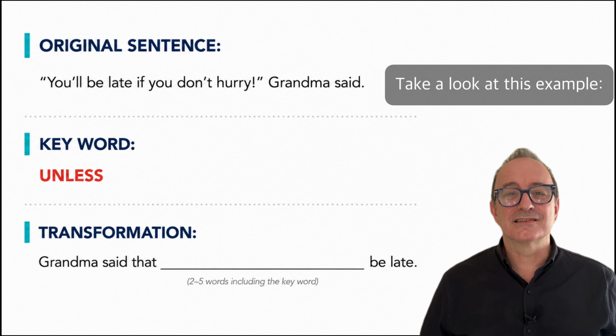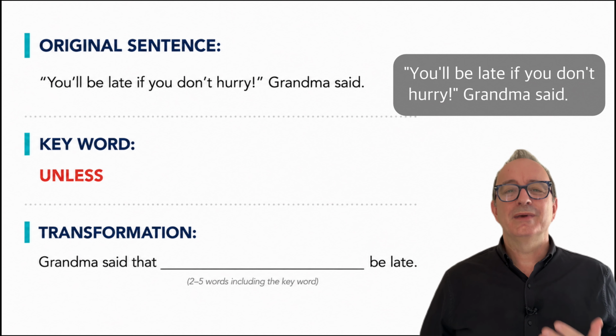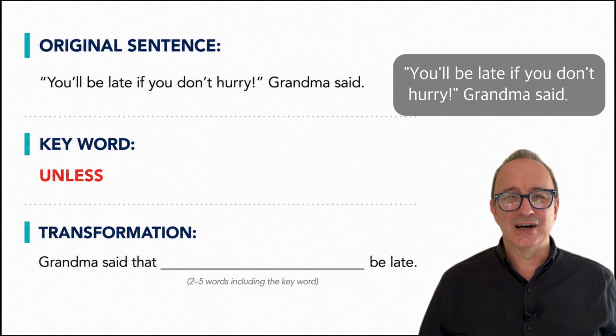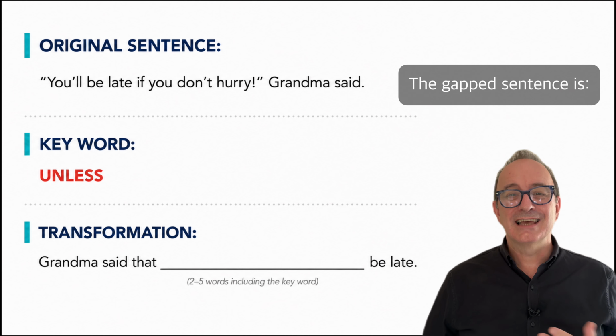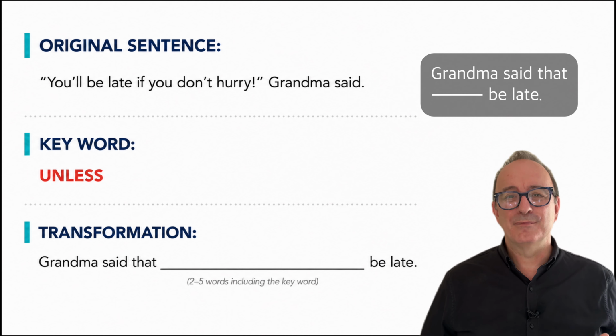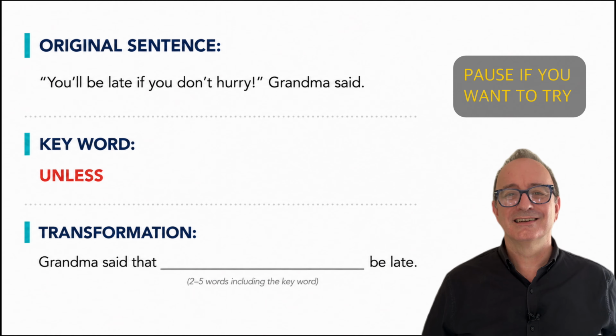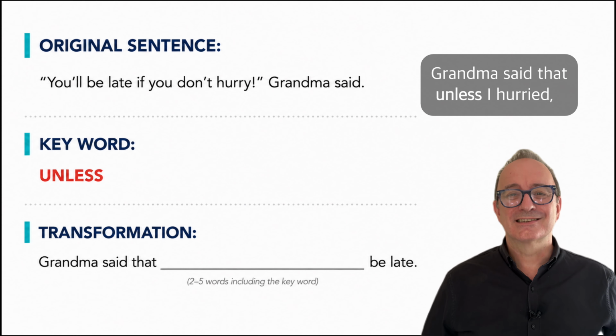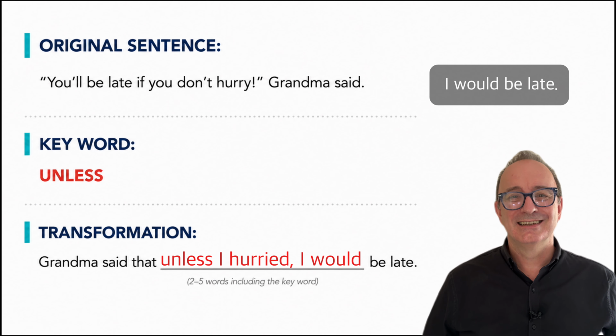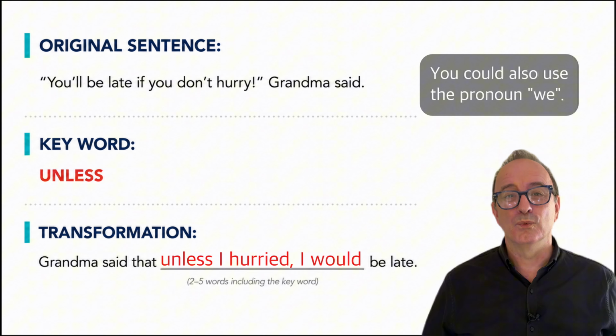Take a look at this example. "You'll be late if you don't hurry," Grandma said. The keyword is "unless". The gapped sentence is: Grandma said that gap be late. One possible correct answer is: Grandma said that unless I hurried, I would be late. You can also use the pronoun "we".